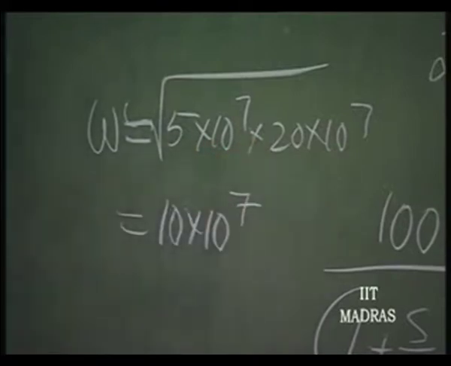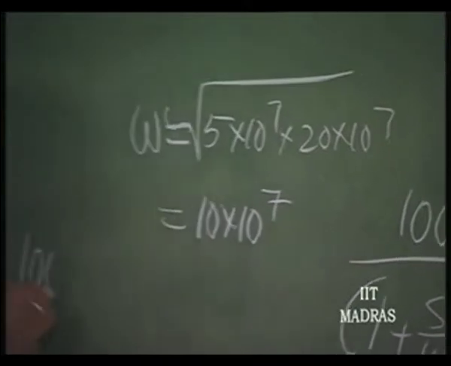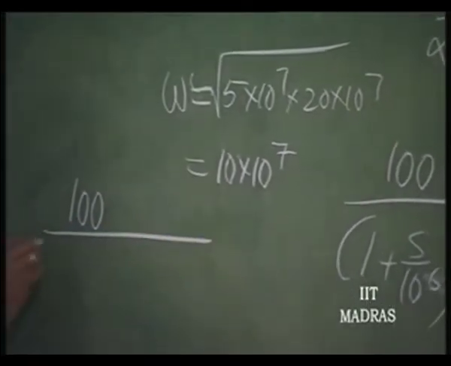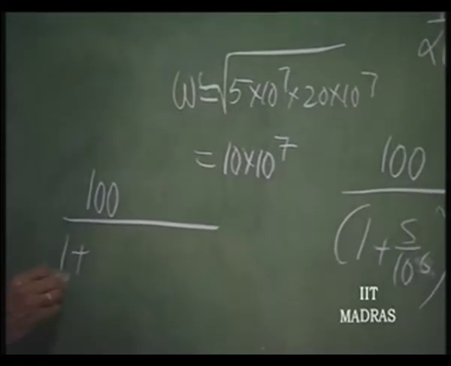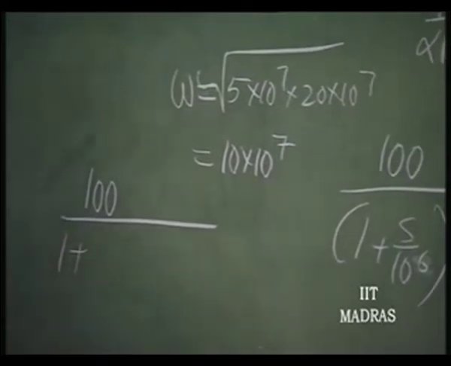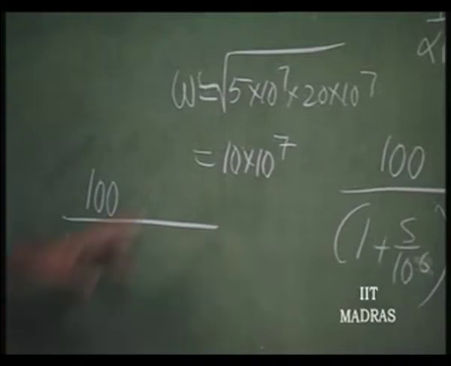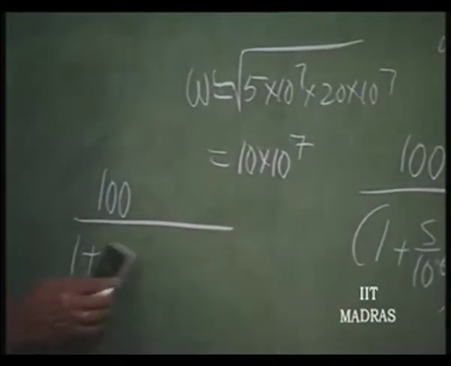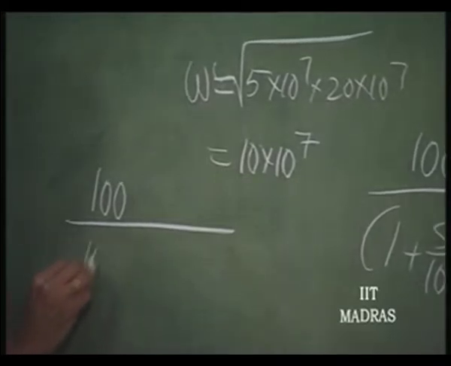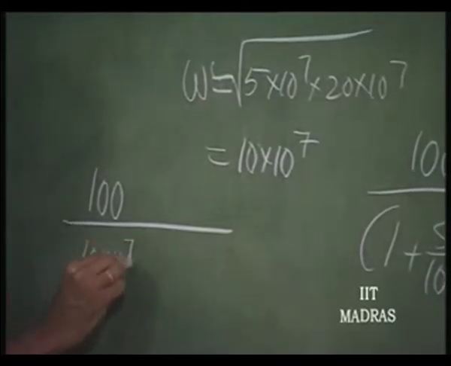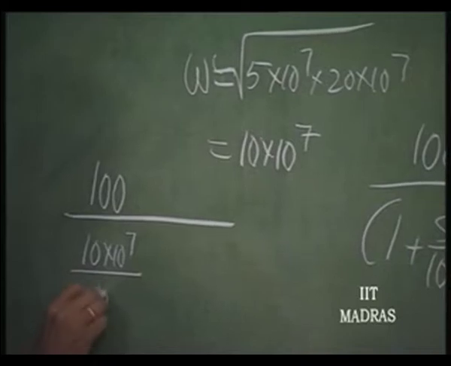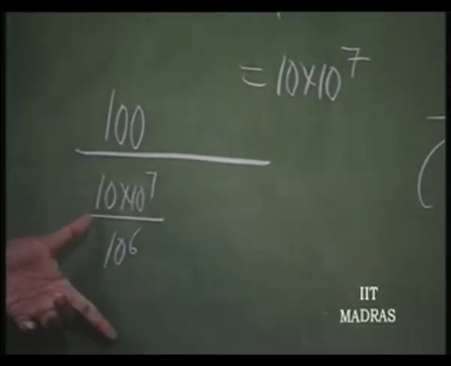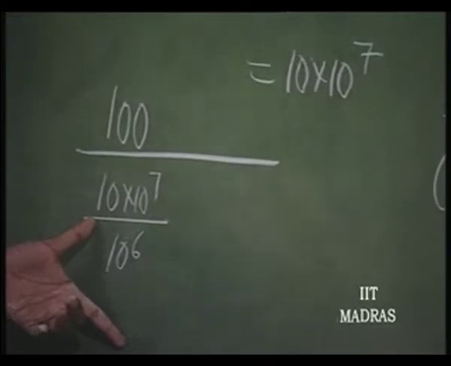So, what happens? It is 100 divided by 1 plus S by 10 to power 6. At this frequency this 1 can be ignored. So, the magnitude of this becomes simply 10 to power 8 divided by 10 to power 6. So, this itself brings in an attenuation of 100 here.